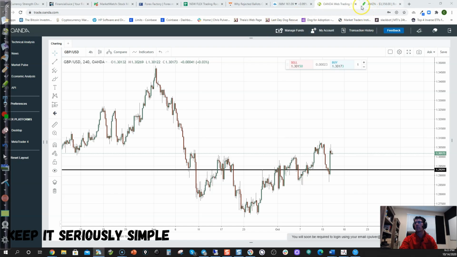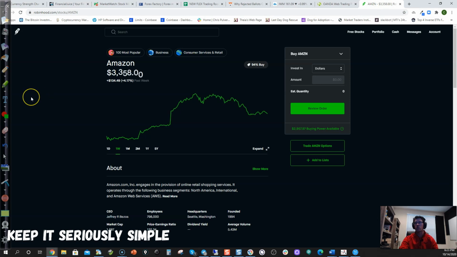So I will use Robinhood. This is just a really easy one. You can also do this on your phone with Robinhood. That's why I use it. If you had TD Ameritrade or Thinkorswim or E-Trade, again, just understand the order types.